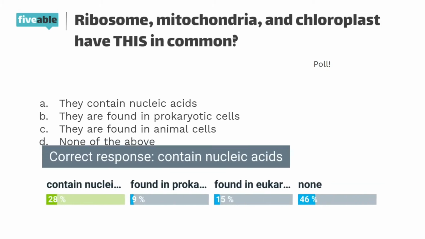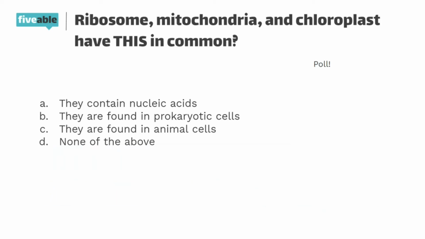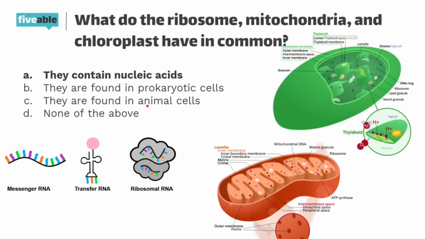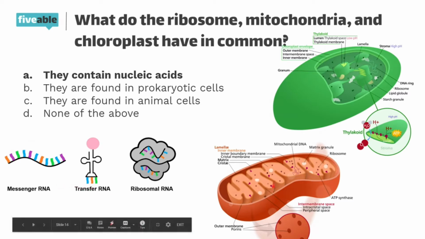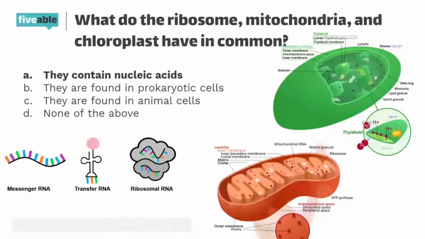Okay, so again, I'm super sorry about this. My poll and my multiple choice were not the same, so I apologize. But if we think about ribosomes, mitochondria, and chloroplast, you are the 28% of you who said they contain nucleic acids. You're right. The answer is A. That's just a little factoid that most people rush through, and they don't make that connection that mitochondria have their own DNA. It's circular, just like a bacteria, and same thing with chloroplast. They have circular DNA as well.